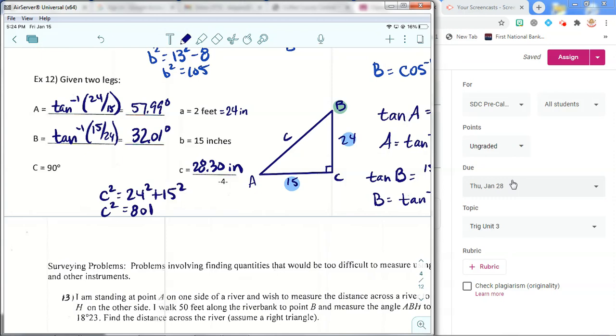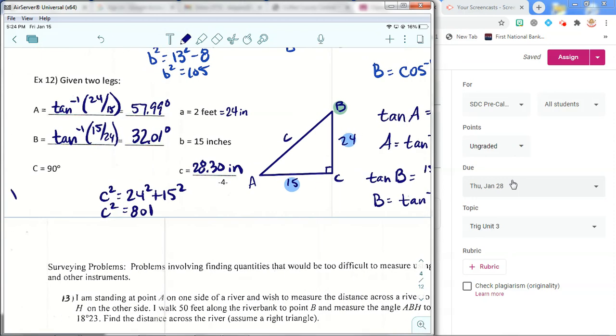Okay, so what I want you guys to do is turn to pages 8 and 9 in this packet. And I want you to do number 2, which is going to be A through G. And then next lesson, we'll start talking about some applications of right triangles.